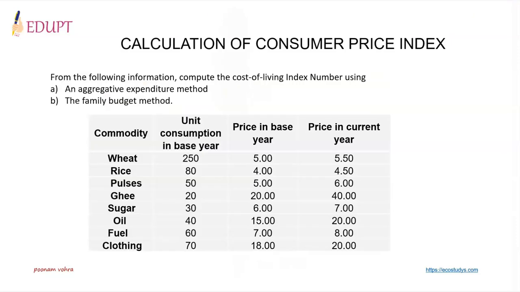You need to compute the cost of living index numbers using an aggregative expenditure method and the family budget method. Information provided is of different commodities like wheat, rice, pulses, ghee, sugar, oil, fuel, and clothing. Unit consumption in the base year is given. Prices that prevailed in the base year is given. Prices that prevail in the current year are given. So let us find out the consumer price index.